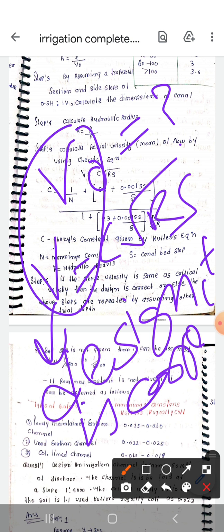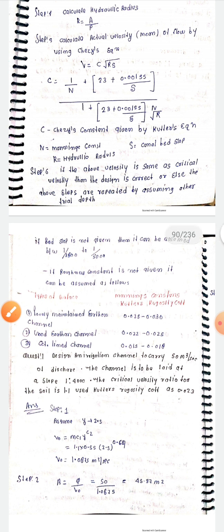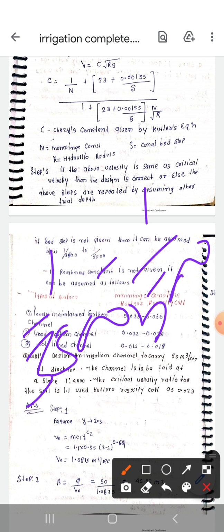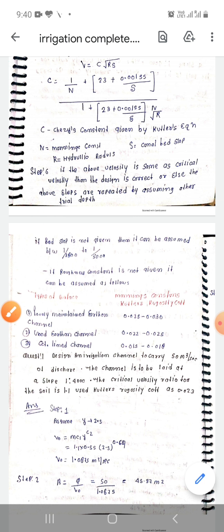Otherwise the design is not correct. तो हमको एक अल्टरनेट डेप्थ अज्यूम करनी पड़ेगी दोबारा से to design the canal. फिर है बच्चों नेक्स्ट, if the bed slope is not given, then it can be assumed between 1/3500 to 1/5000. If slope is not given in the question, it can be assumed to be 1/3500 to 1/5000.